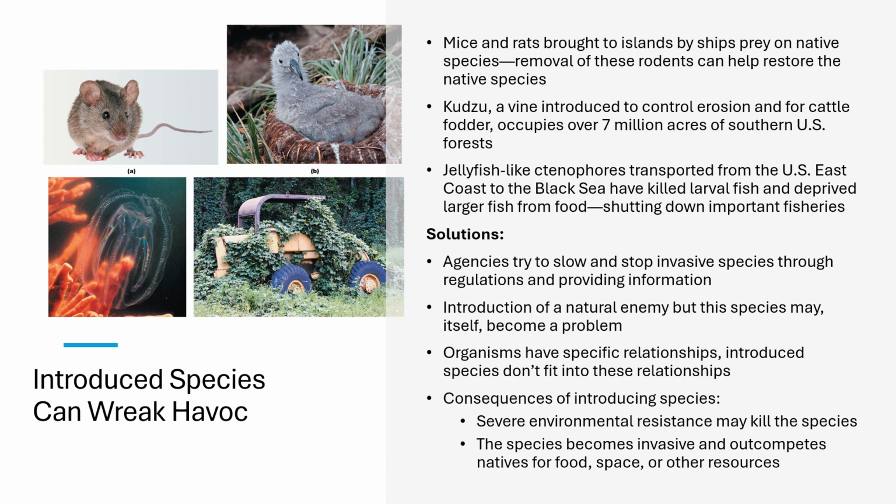So there are solutions that we can put in place. Agencies are trying to slow down and stop invasive species. This is done through regulation and control, and by providing information. In some instances, natural enemies have been introduced as well, but this can be tricky. In a new ecosystem, any species can have a behavior that is completely different from what you see in another ecosystem. So a natural enemy of a specific species can become a problem itself.